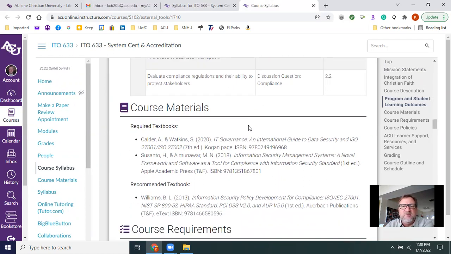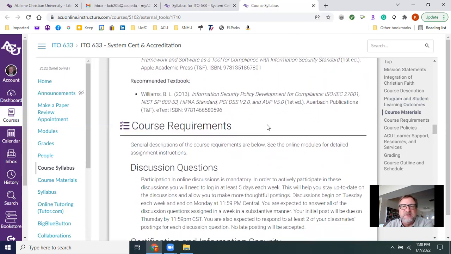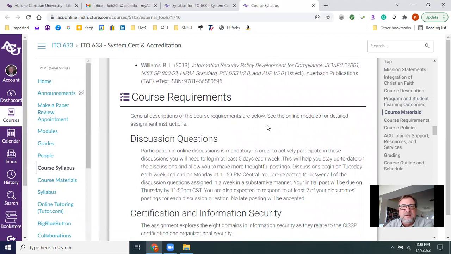Required textbooks include IT Governance: An International Guide to Data Security and ISO 27001 and 27002. We'll also have Information Security Management Systems: A Novel Framework and Software as a Tool for Compliance with Information Security Standards, first edition, and a recommended textbook, Information Security Policy Development for Compliance. Like I said, it'll go over a little bit of the HIPAA standard as well. Depending on what organization you're in, you'll have different regulations that you have to meet for compliance.